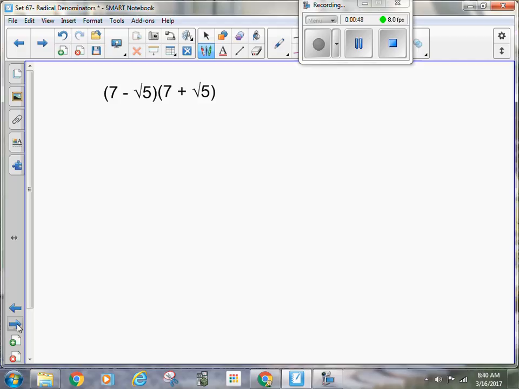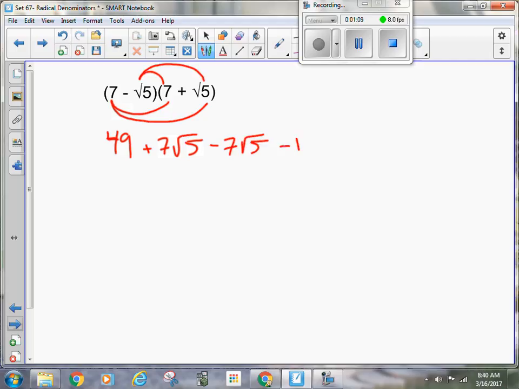So let's see why we would need a conjugate. Let's multiply these two conjugates together. You can use the box method or FOIL, and I'm just going to do FOIL. So 7 times 7 gives me 49. 7 times the square root of 5, we get 7 square root of 5. And our insides, we get negative 7 square root of 5. And then our outsides, we get negative square root of 25. Notice our two middle terms are going to cancel because they are opposites. And the square root of 25 is 5. So I get 49 minus 5, so 44 is my answer.